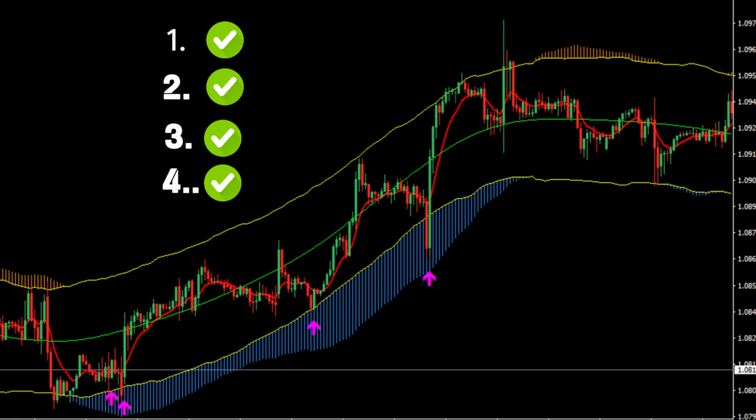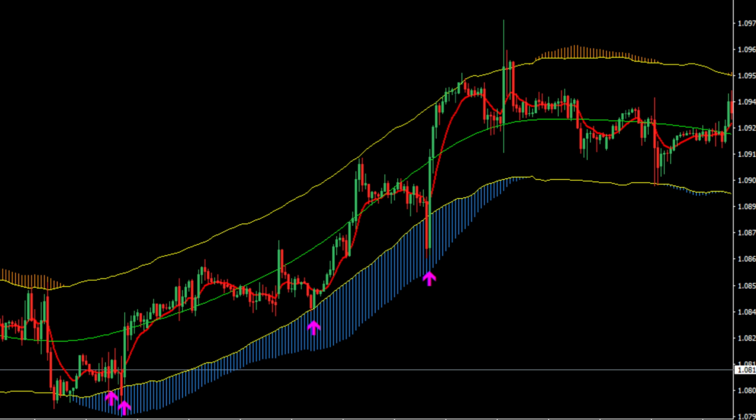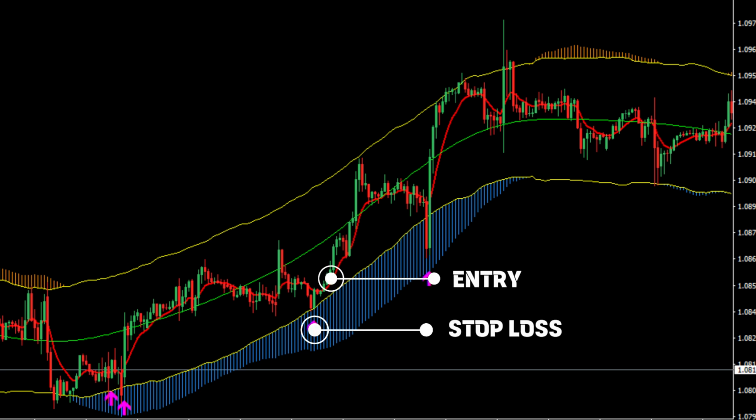The last condition was for price to close above the T-line, which is this red line. So we wait for prices to close above the T-line, which happened right here. If all our conditions have been met, we simply enter our trade right here, put our stop loss below the low, and we target a 1 to 2. As you can see, prices took off like crazy.